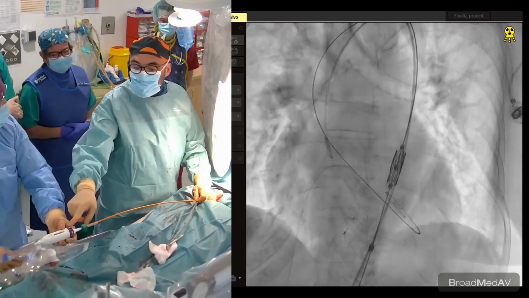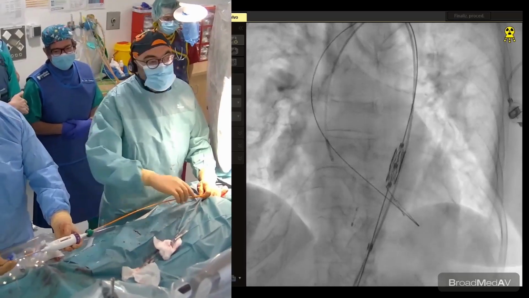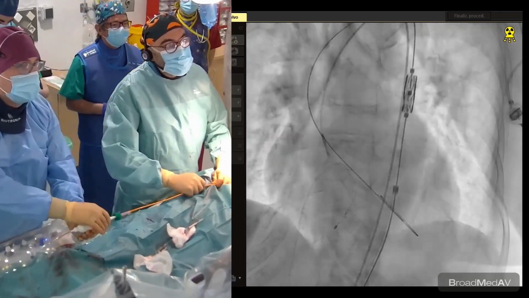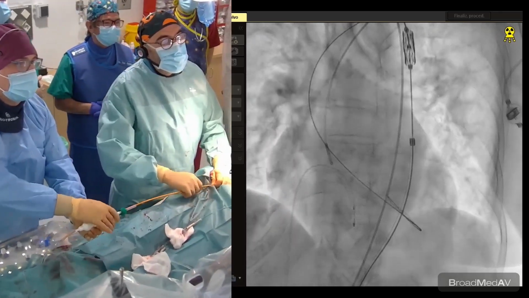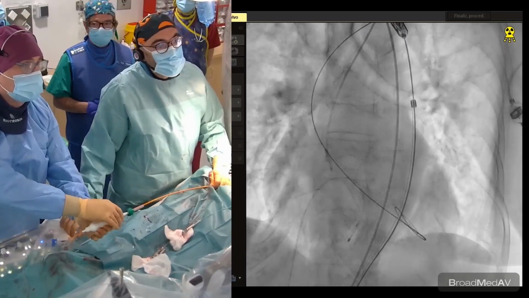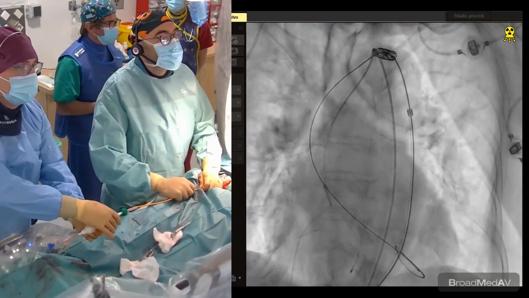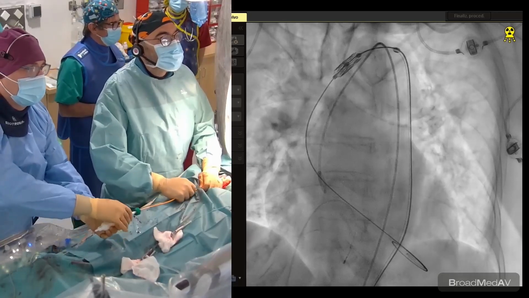Now we can begin to rotate this, to facilitate advancement of the valve through the. This is like the Edwards valve, similar.